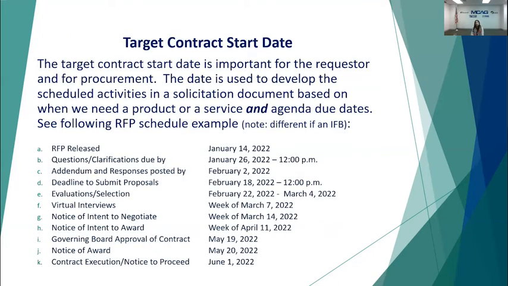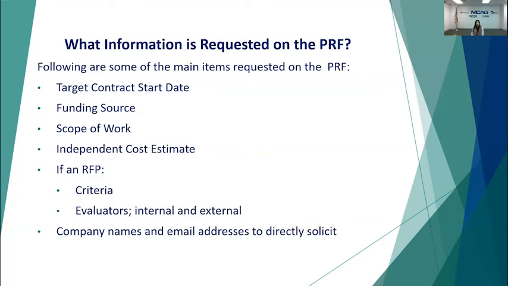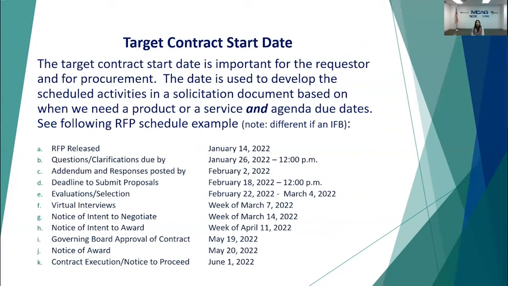So the target contract start date. In the previous slide here, we talked about some of the main items, 6 of the main items. I'm going to go into more detail of the implications of why, or the better description as to why these are important. So the target contract start date. It's important for the requester and for us in procurement. The date is used to develop the schedule of activities in the solicitation document like you'll see below. And it's based on when we need a product or service and agenda due dates.